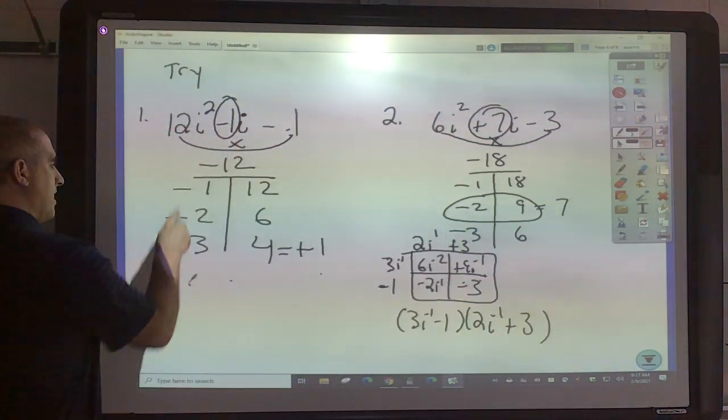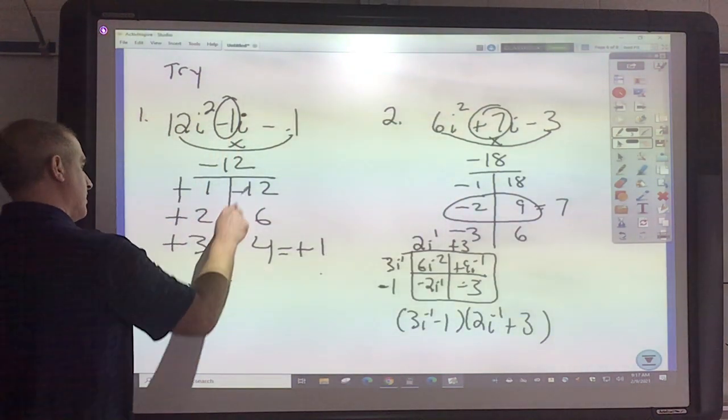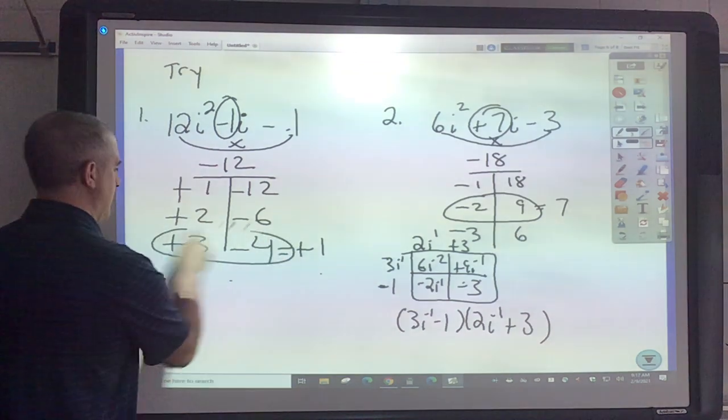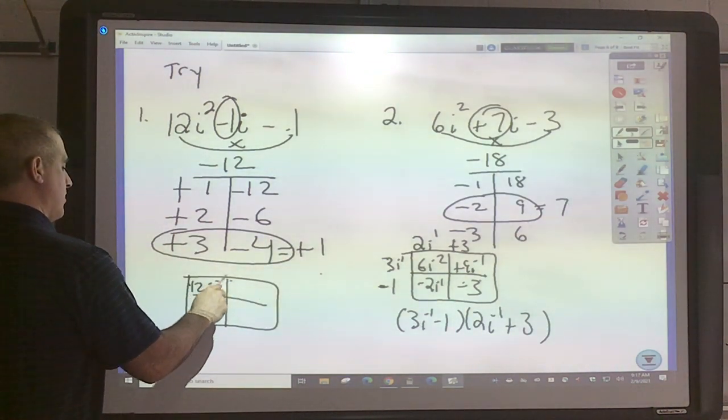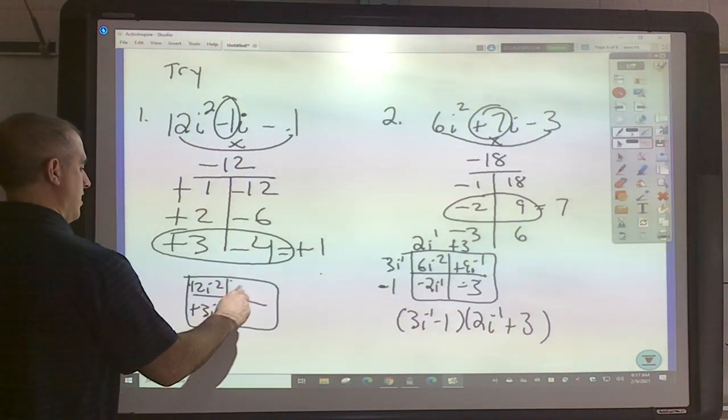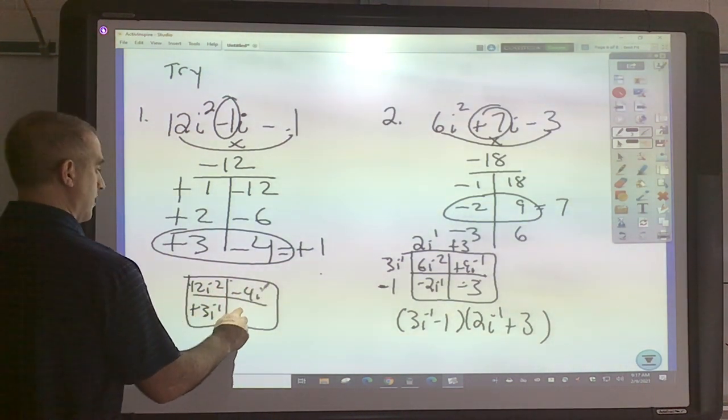So what would I do? I'm just going to switch these and now make them negative. So that would be my factors. 12i squared, 3i to the first, minus 4i to the first, minus 1.